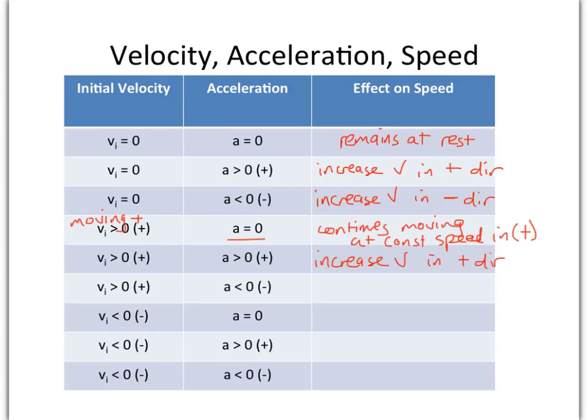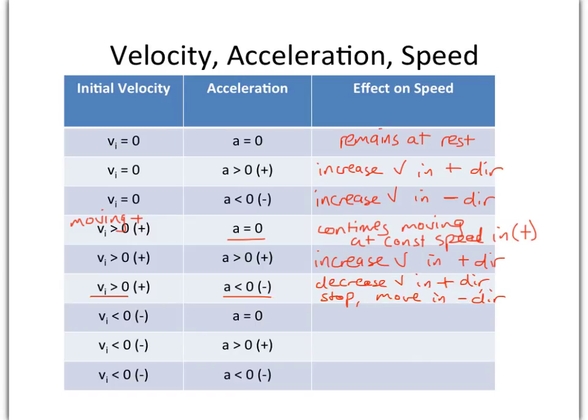So we have an initial velocity greater than 0, so it's positive. But this is kind of interesting. We have an acceleration that's negative. So this means it will decrease velocity in the positive direction. All right, or you might say it will slow down in the positive direction and then maybe even stop and move in the negative direction. Does that make sense?